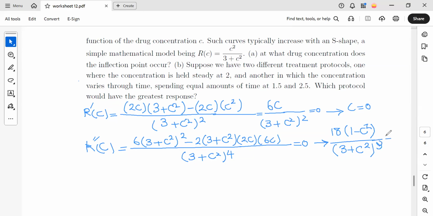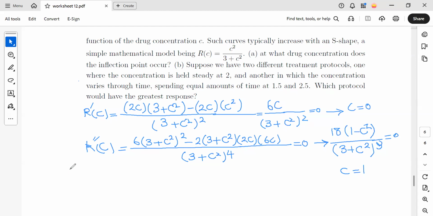When you set it to 0, you end up with C squared equal to 1. We know that for 1 minus C squared, C will be positive or negative 1, but based on the concept of this question, concentration cannot be a negative number. So we only accept C equals 1.